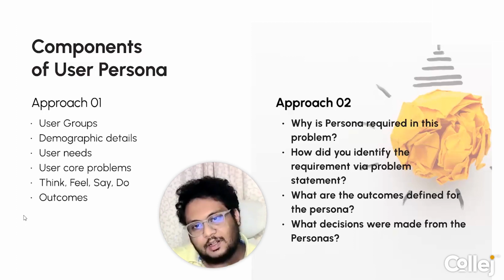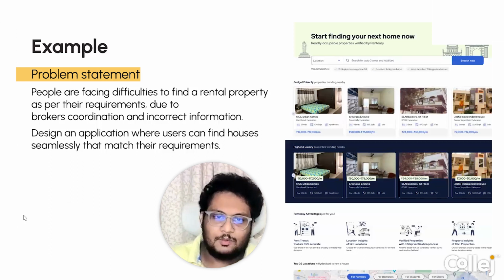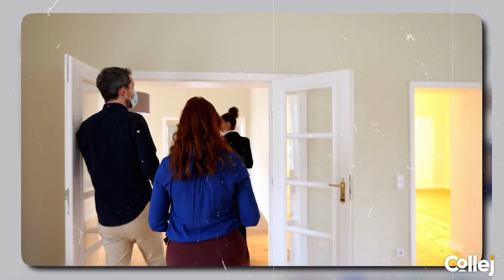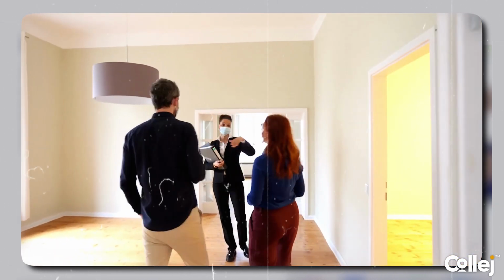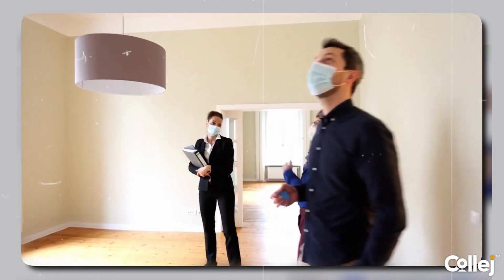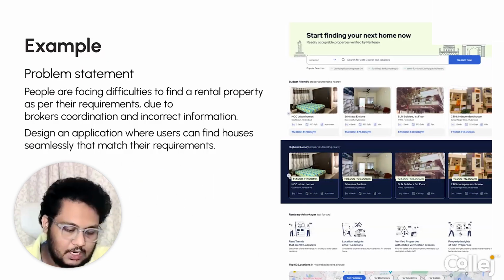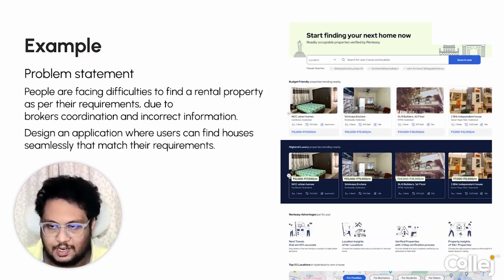So that's where, even from the end goal of the outcome, how we are connecting these things really matters. Now, if we look at the same persona, there was a problem statement which we have done in Intensive, right? It is more focused towards people facing difficulties to find rental homes, and those are mainly towards broker coordination and even a few incorrect pieces of information, right? These are the two main problems we are dealing with. Now, if the ask is to design an application where users can find these houses.